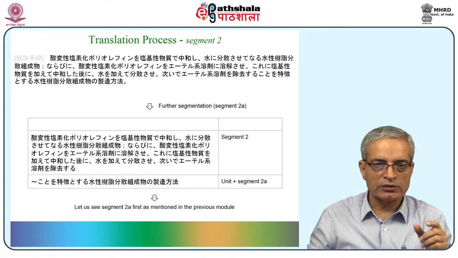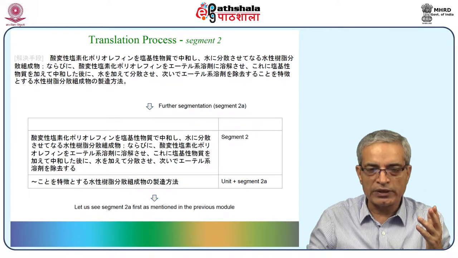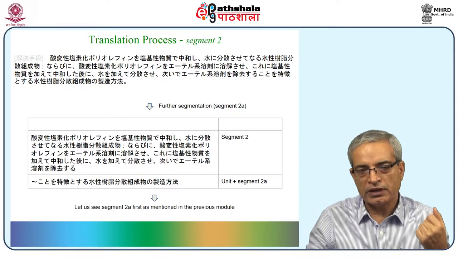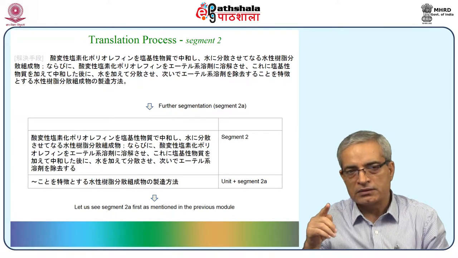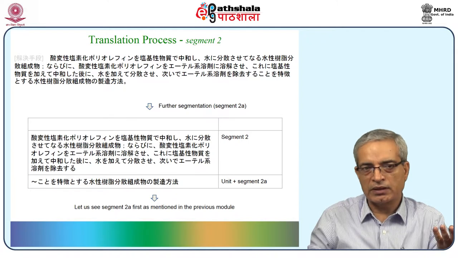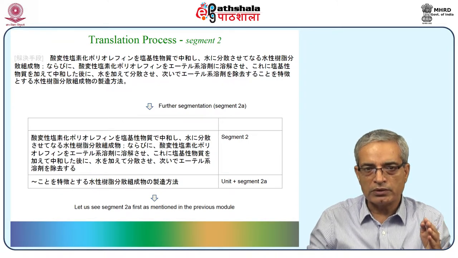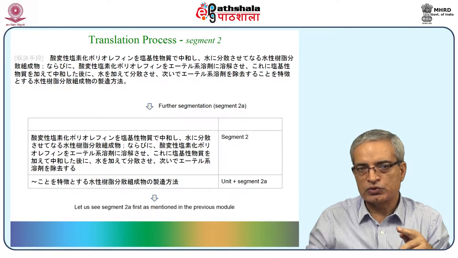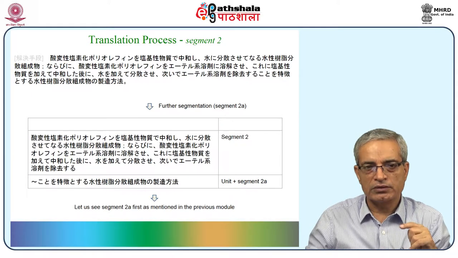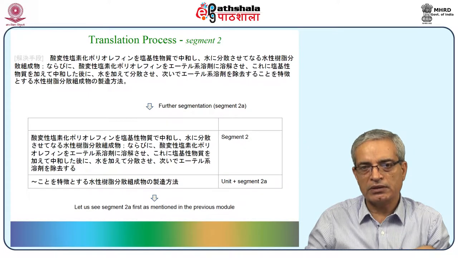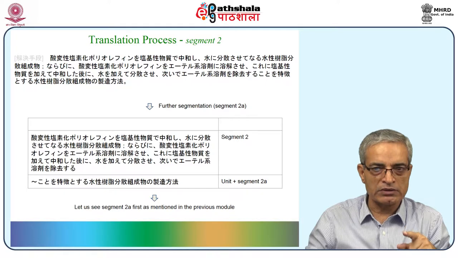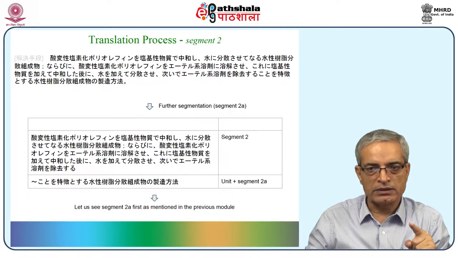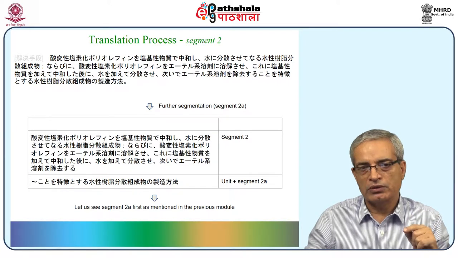Let's see the segment 2 now. This is a bit long one, so how would you like to go? Let's go by verbs first. There is some compound here, poriorifin, san hense ensoka poriorifin o enki se bushitsu de chuwashi. So it's basically chuwashi, and then mizuni bunsan sasete, again there's a verb naru, suise jushi bunsan sose butsu narabini san hense ensoka poriorifin o etirke yozaini yokai sase. So this is again a verb yokai sase, and then it says koreni enki se bushitsu o kuwaite chuwashi.